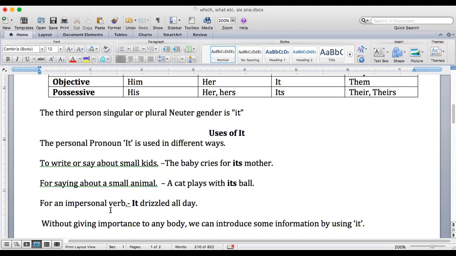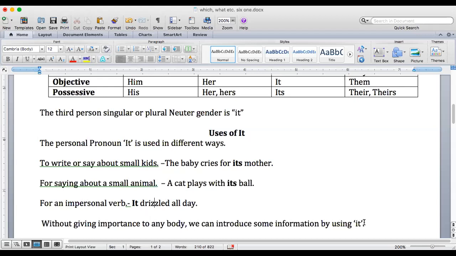Now, for impersonal verb also, it drizzled all day. When it does, it drizzled. Okay, this is a pronoun, neuter gender. Neuter gender is it. It drizzled, that means rained very less, drizzled. So without giving importance to anybody, we can introduce some information by using it.